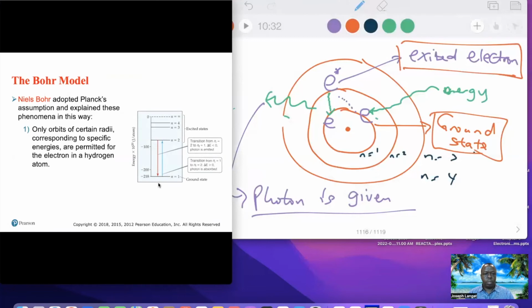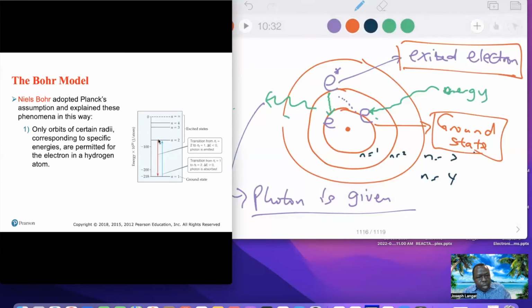So here is the ground state, negative 218. If you look at the energy within an atom, this is shell number 1, this is shell number 2, number 3, number 4, all the way to infinity. If you look at the ground state, this means where the electron was, closer to the nucleus. If an electron is transitioning from ground state to a higher energy level, energy is absorbed and it is positive. That means n initial is 1 and n final is greater than 1. It can be 3, but the energy is always positive.